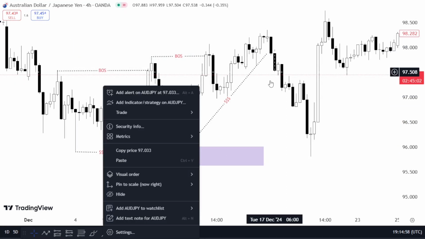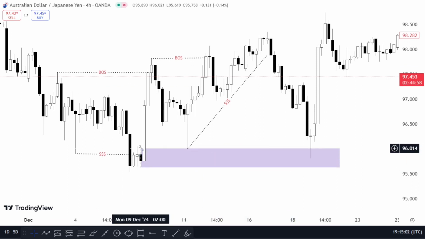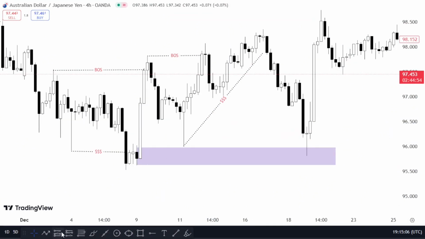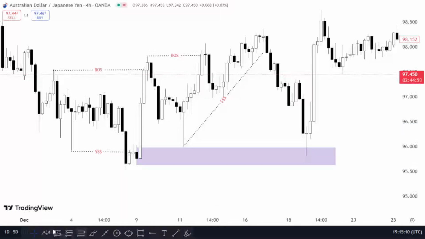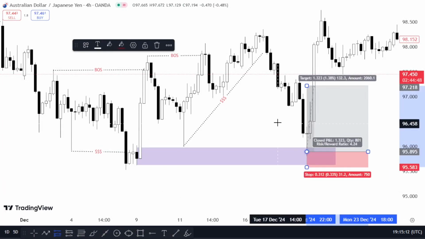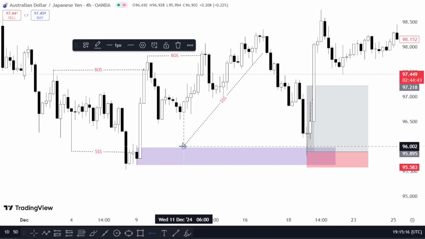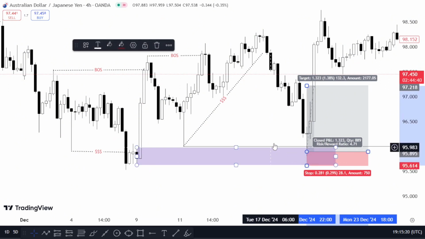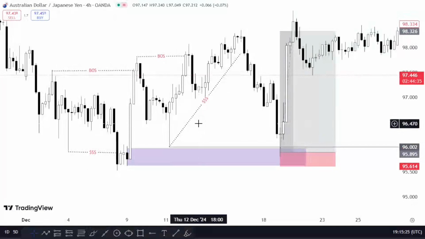What happened? The market came, took out the liquidity, tapped into our demand zone, and then pushed all the way to the upside. Very, very precise. See how it swept that low, just a few pips, and then boom, to the upside. You have about a 1:8 risk to reward.